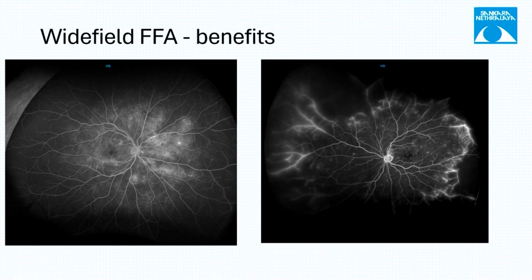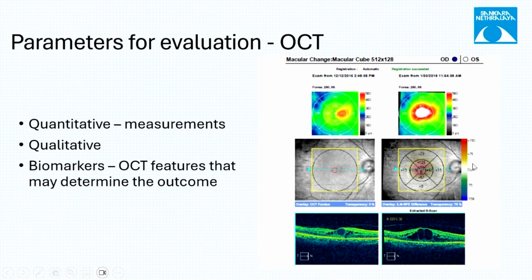Wide field fluorescein angiogram has its benefits because we now know that diabetes need not always involve the posterior pole of the eye, it can involve the periphery as well. This is a patient with predominantly peripheral diabetic retinopathy.